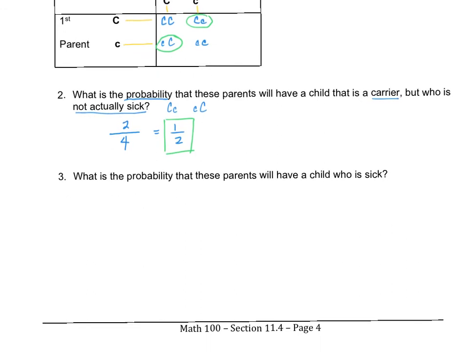So a child that is actually sick, that would be 2 little c's. And if you look at the table, there's only one way that can happen. So again, we're looking at a probability, it's a fraction. In the bottom, there's the 4 possible outcomes. In the numerator, this particular event, there's only one way that this can happen. So there's a 1/4 chance, or 25% chance, that carriers can have a child that actually has cystic fibrosis.